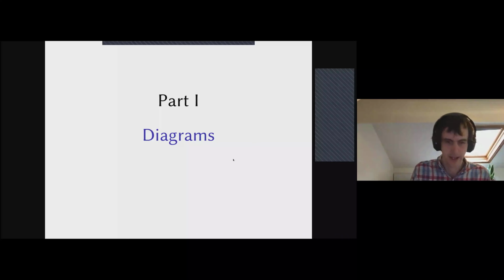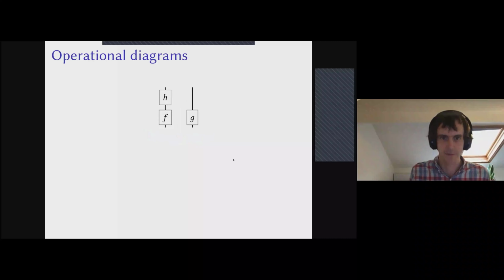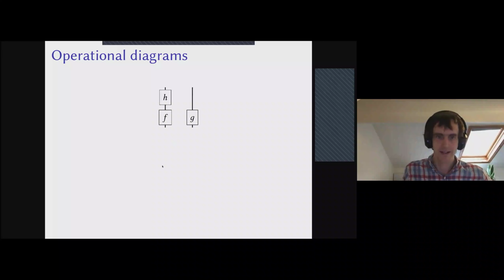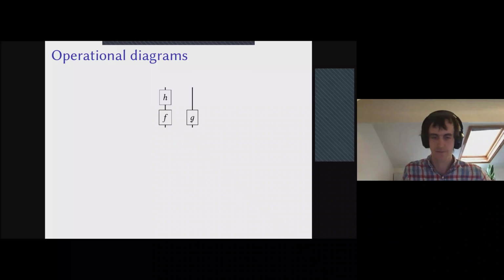So I'm going to be using diagrams a lot in this talk, so I'm just going to dive straight in and explain what sort of diagrams I'm going to be using. They're going to be diagrams where time goes from bottom to top. And if I draw something like this, I mean I'm applying some transformation F and some transformation G at the same time on 2 different systems, and then I'm applying H on the first system, for example.